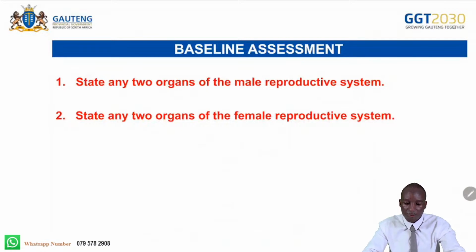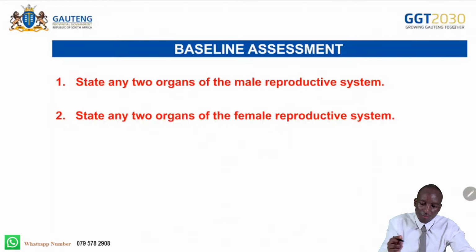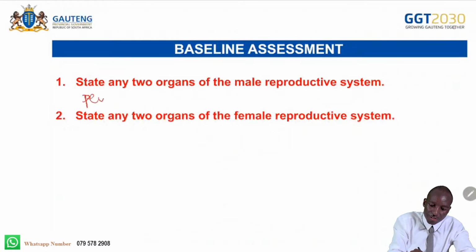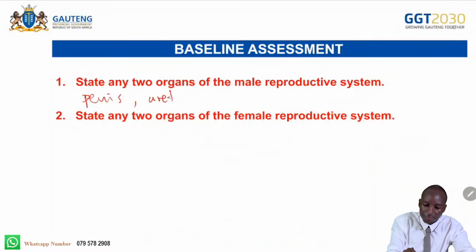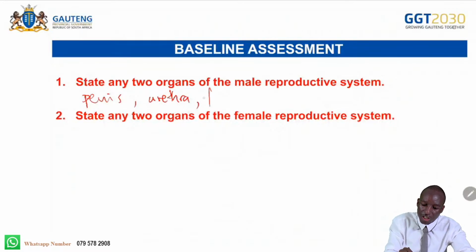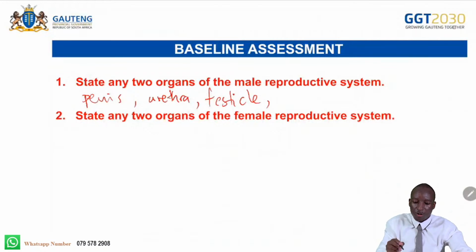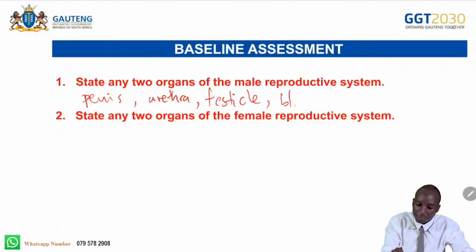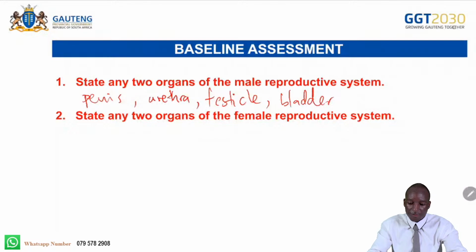Right, we've got the penis, right? We've got the urethra. Also, we've got the testicle. Okay. Also, one can mention the bladder. It falls under the male reproductive system. So we just pick any two from those that are shown.